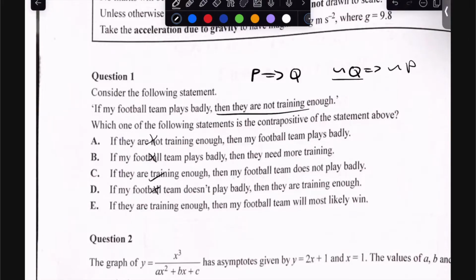So C or E, and then not P. So that means they are not playing badly. So then my football team does not play badly. So C would be the answer for that.